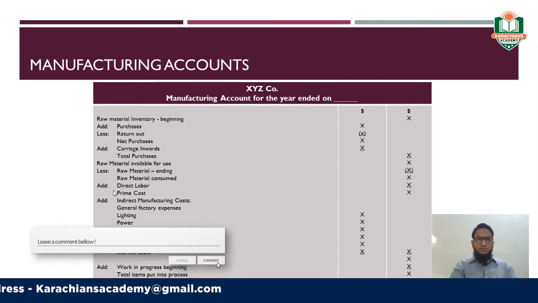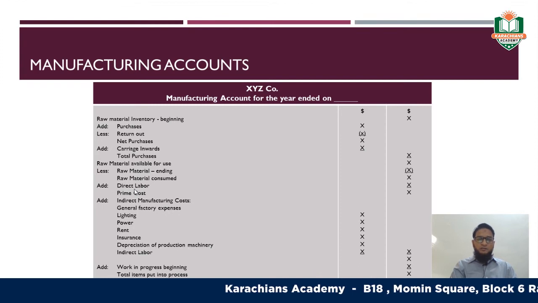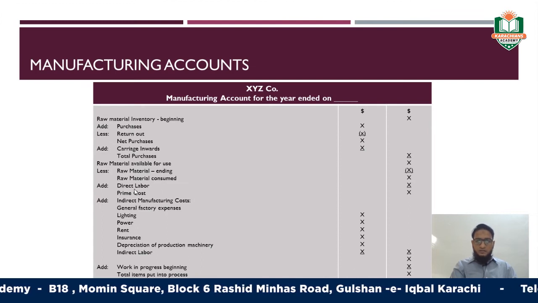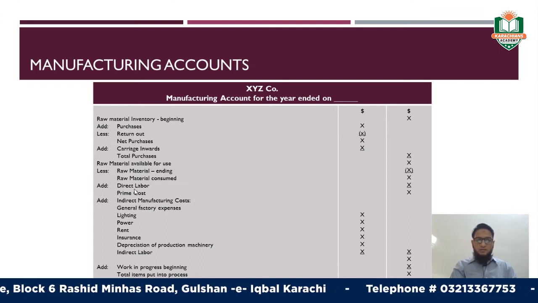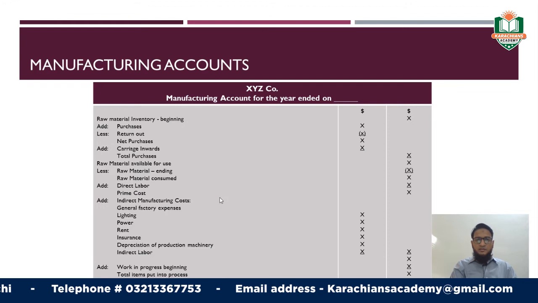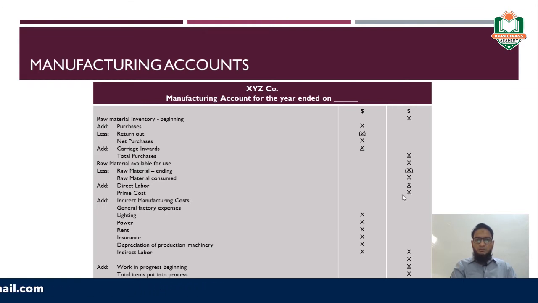Now what you need to do, you have to add the direct labor. And you know the direct labor is the wage which is given to those laborers who are involved in the manufacturing of goods, right? It means if the wages are being given to the production workers, right? Production workers, which means the workers who are producing or manufacturing the goods, will be termed as the direct labor. Add the direct labor cost, right, with the raw material consumed, so that you will find out the prime cost, right?